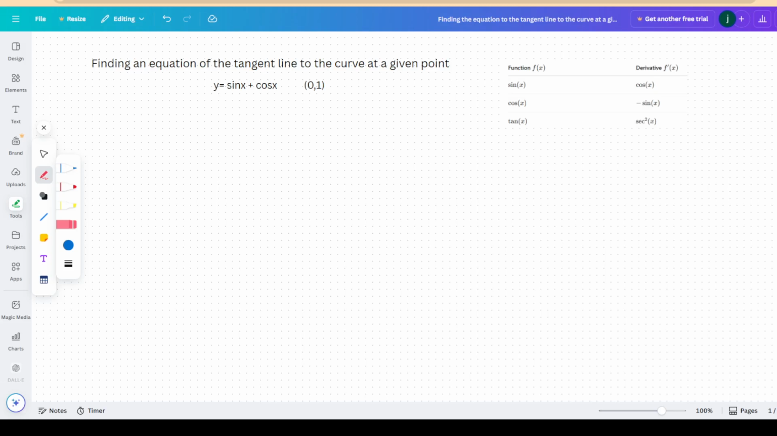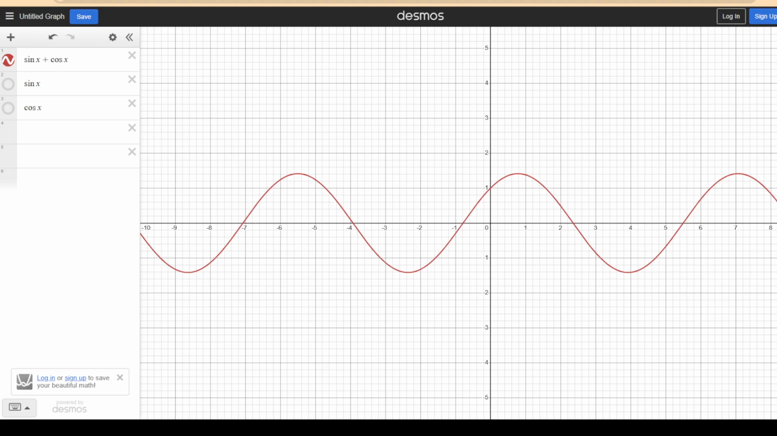Hello! Today we're going to be finding an equation of the tangent line to the curve at a given point. So we'll take a look at it by looking at y equals sine x plus cosine x at the given point 0, 1. To better understand what we're trying to find here, we'll take a look at the graph of sine x plus cosine x.